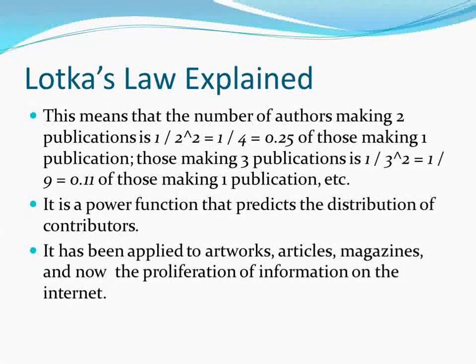So here we explain Lotka's law with the values applied. This means that the number of authors making 2 publications can be solved as 1 over 2 squared, which is 1/4 of those making 1 publication. Those making 3 publications will be solved in the same manner, 1 over 3 squared, which is 11% of those making 1 publication, etc. It is a power function that predicts the distribution of contributors.